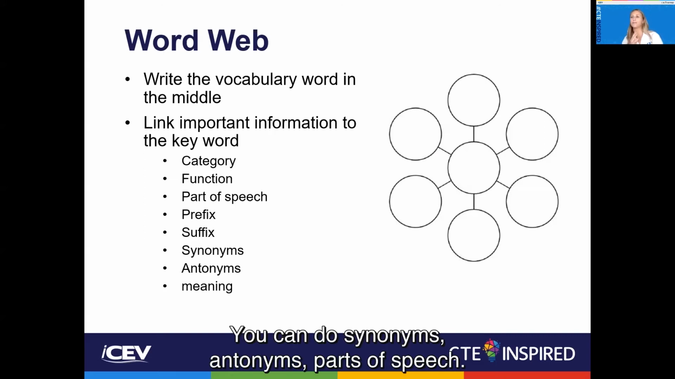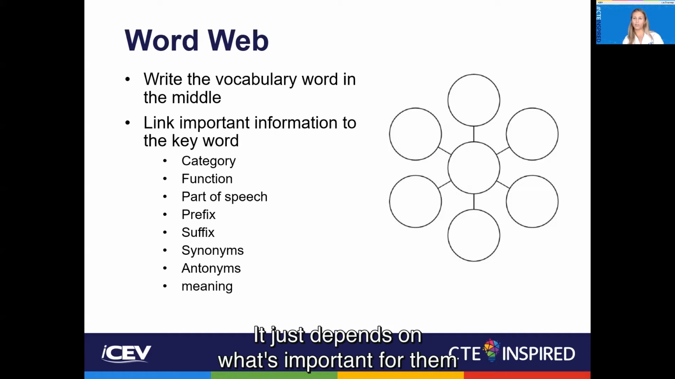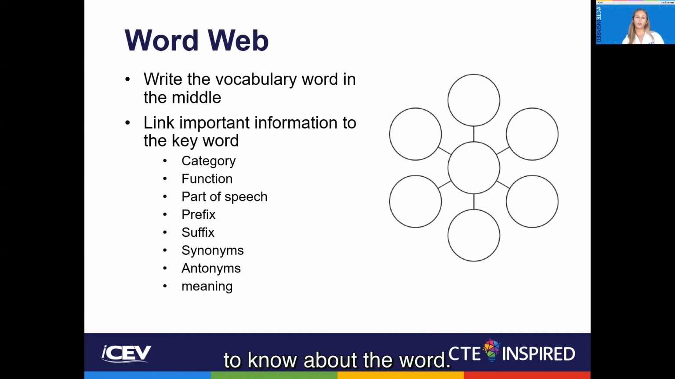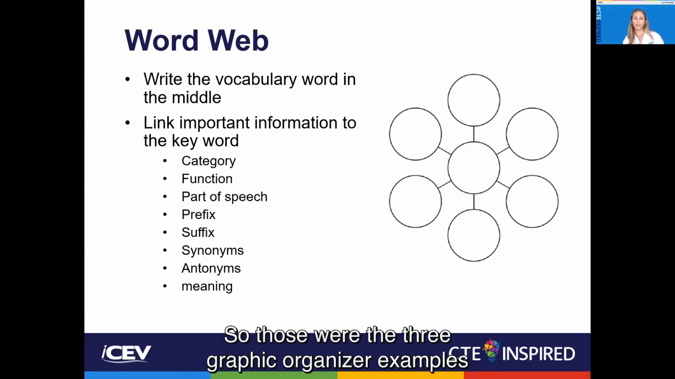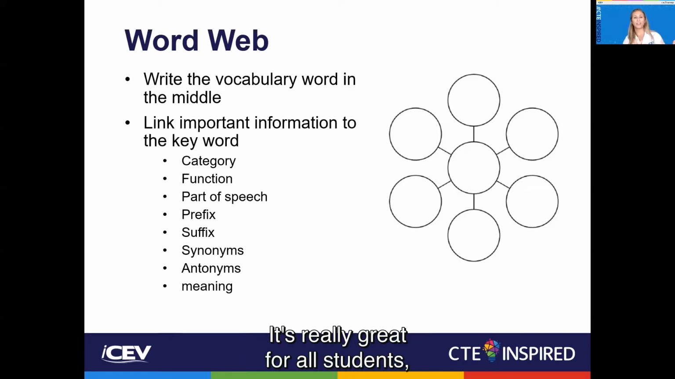You can do synonyms, antonyms, parts of speech. You can have them define it. The options are really endless. It just depends on what's important for them to know about the word. So those were the 3 graphic organizer examples of utilizing vocab. Again, it's both great for English language learners. It's really great for all students, but it does take a little bit more time.